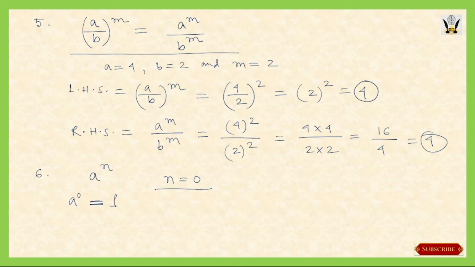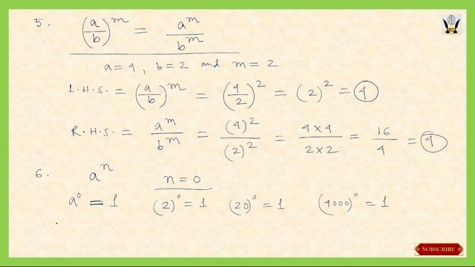So whatever the base is, if the exponent or the index value is 0, then the result will always be 1. So if the base is 2, it will be 1. If the base is 20 and the exponent or index is 0, then it will be 1. If the base is 4000 but the exponent is 0, then also it will be 1 only.